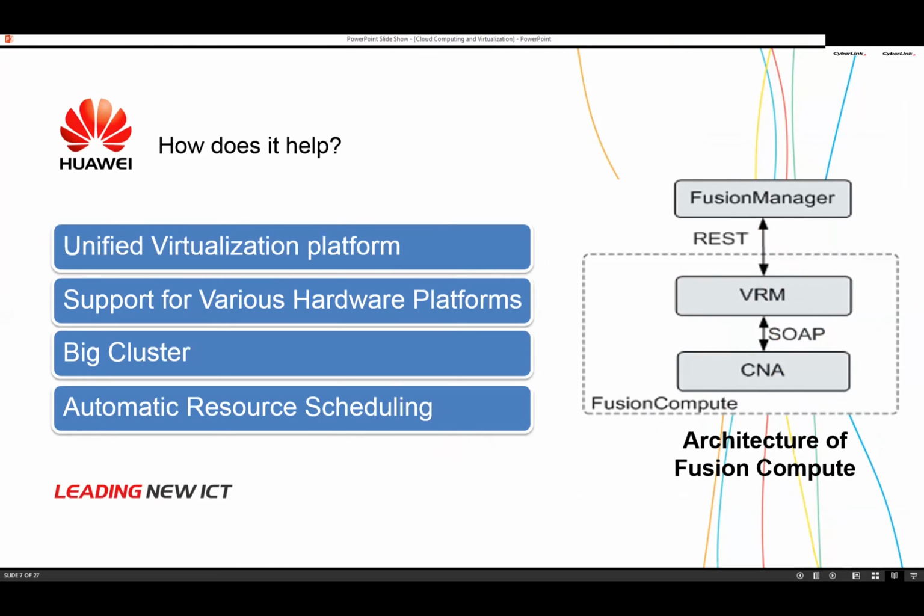How does it help me? What does it do for me? Well, it provides us a unified virtualization platform, so I have an overview of all our physical resources. It allocates VM resources on demand. It supports various operating systems, and it isolates the VMs to ensure the quality of service.